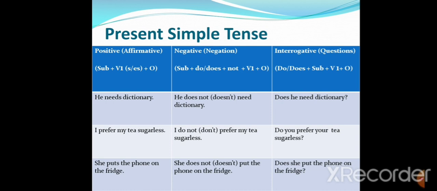In an interrogative sentence, you will use do. So, do you prefer your tea sugarless? Here we will convert it that way.